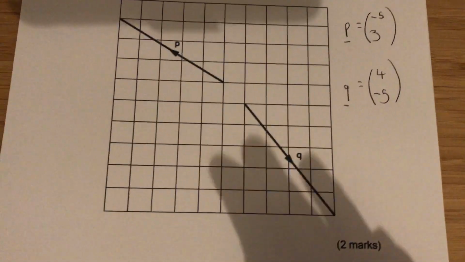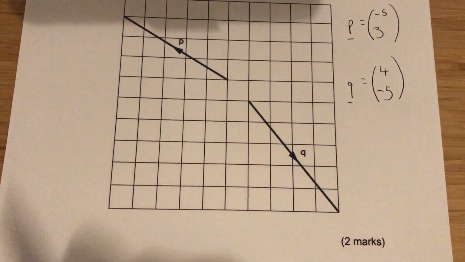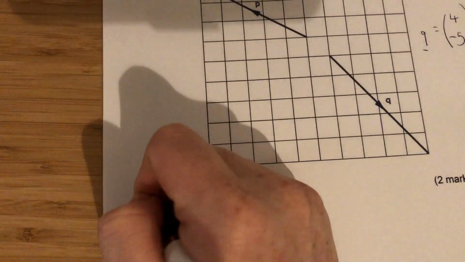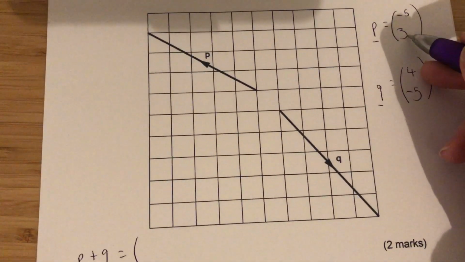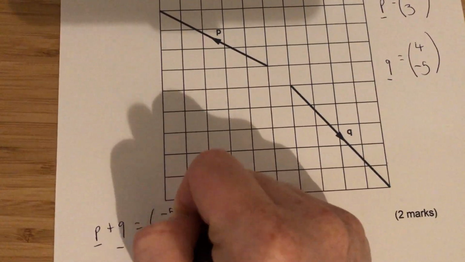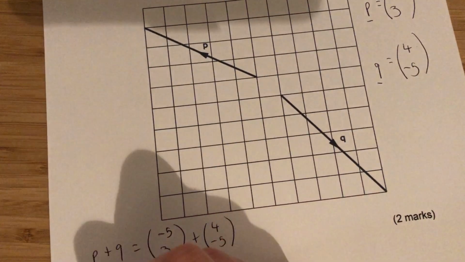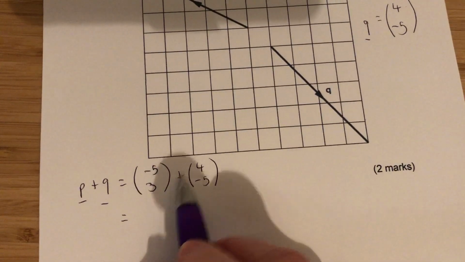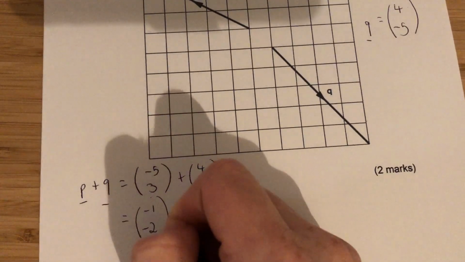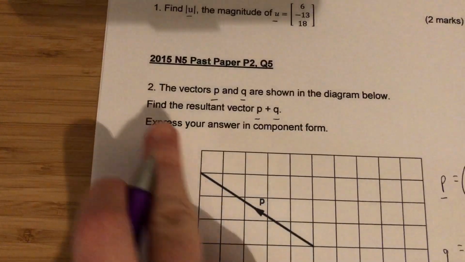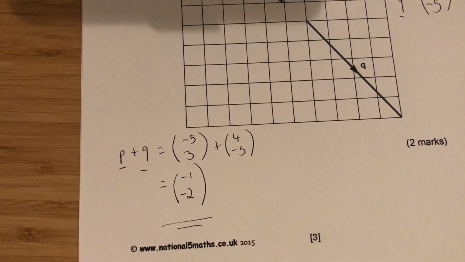Right, once you've got it in component form, we know how to add it in component form. So I'm going to do it that way first, and then I'm going to show you how we would do it through the diagram of them adding together. So down here, we're going to have P plus Q, which is -5, 3 plus 4, -5. So -5 plus 4, -1, 3 plus -5, -2. So the resultant here, find the resultant of P plus Q, express your answer in component form. This is our answer here, -1, -2.